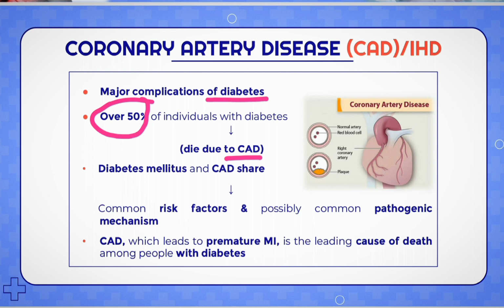We must also know that diabetes mellitus and coronary artery disease share common risk factors, as well as possibly sharing common pathogenic mechanisms. This coronary artery disease is the factor which leads to the development of premature MI in a patient with diabetes, and it is the leading cause of death in any patient with diabetes.